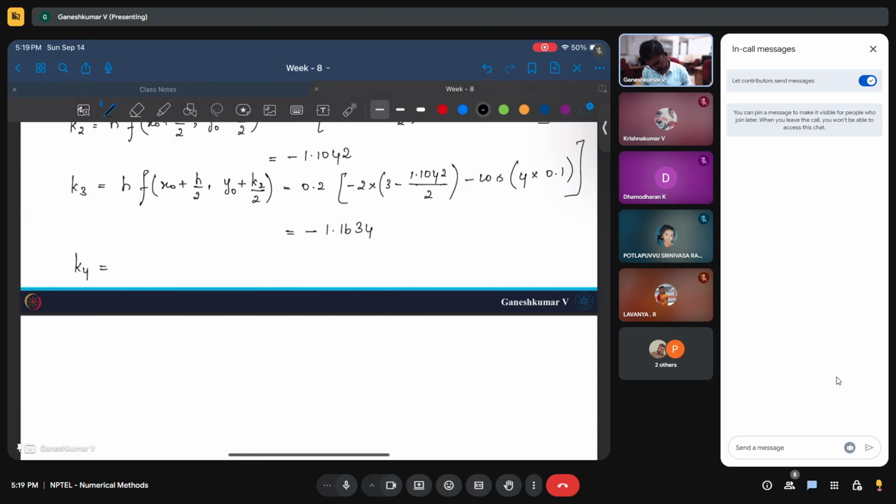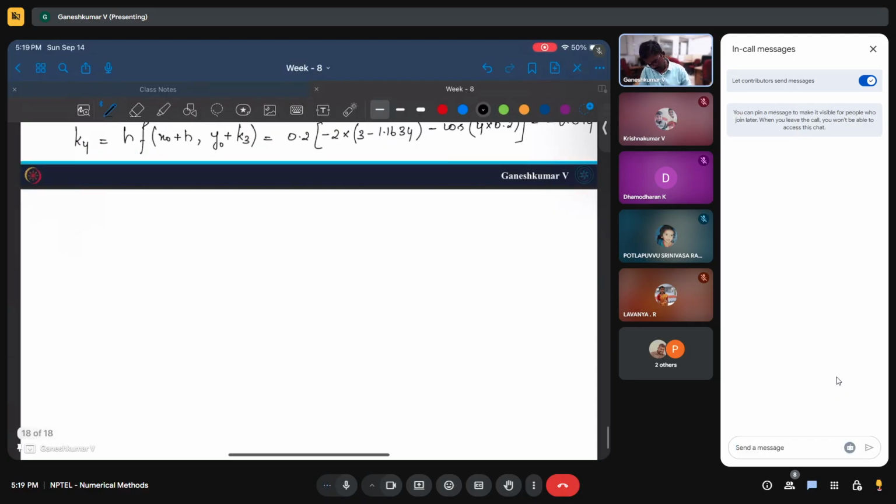and you have k4 finally, h into function of x naught plus h, y naught plus k3, which is 0.2 into minus 2 into 3 minus 1.1634 minus cos of 4 into 0.2 now, because it's no more h by 2, it's just h. So this is coming around 0.874. Okay, now let's find k.